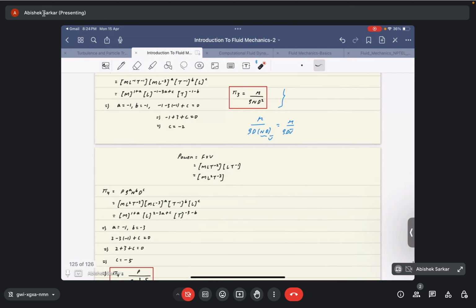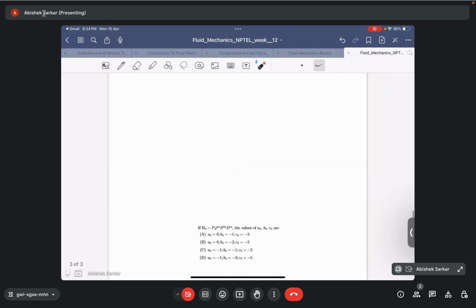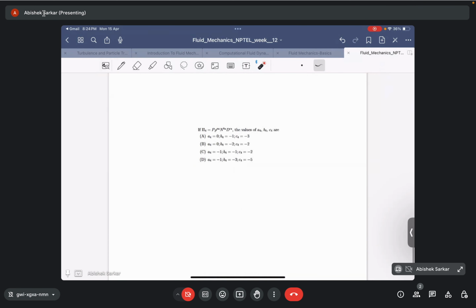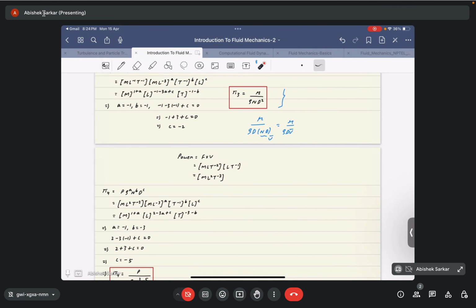Others, okay, let's do the last one. Okay, so the last one says that pi 4 is P rho A to the 4 and n B to the 4 and D C to the power 4. Then find the values of A4, B4 and C4. Okay, so again, since these are repeated, I didn't want to repeat, but just for the sake of understanding, let's do the final one again.